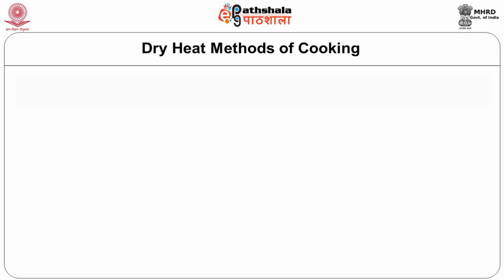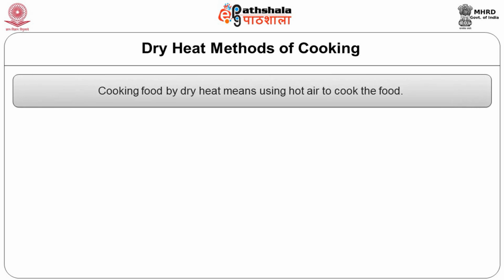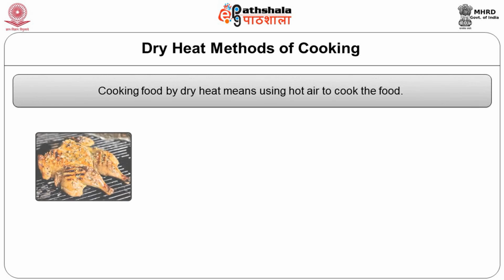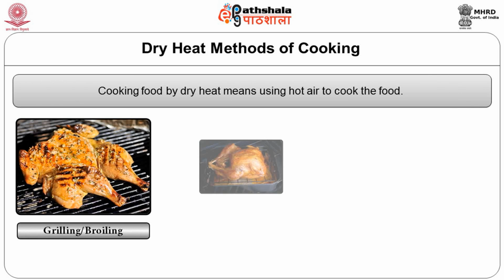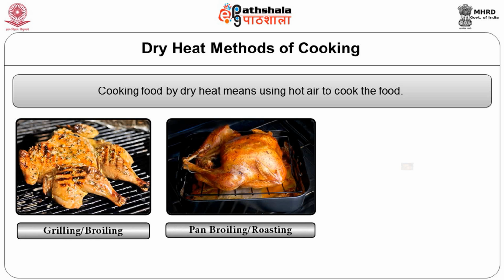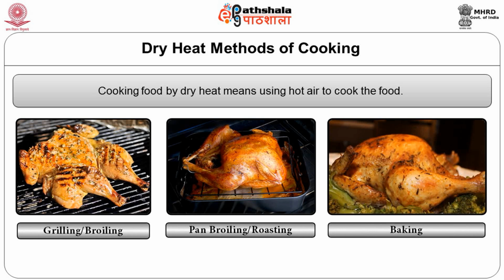Cooking food by dry heat means using hot air to cook the food. The commonly used methods of grilling or broiling, pan broiling or roasting, and baking use air as the medium of cooking. Dear students, I will brief you about each method with suitable examples.